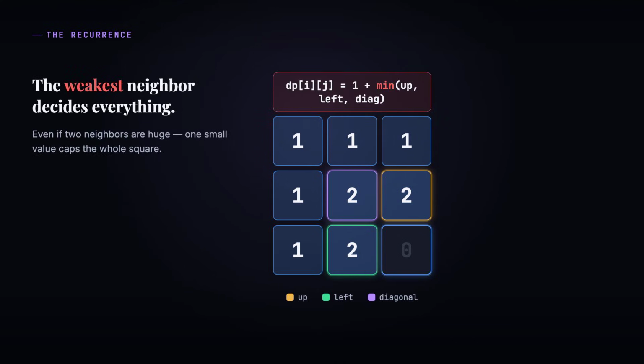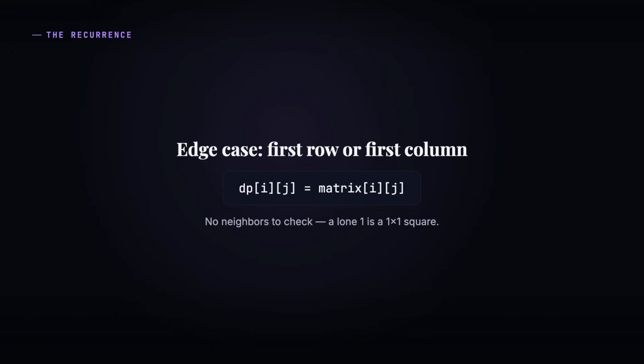Which means the size we can reach here is bottlenecked by the smallest of those three neighbors, plus 1 for the current cell. One neighbor being small caps everything, even if the other two are huge. The weakest link decides. And for the very first row or first column, there are no three neighbors to check. A lone one is simply a 1 by 1 square.